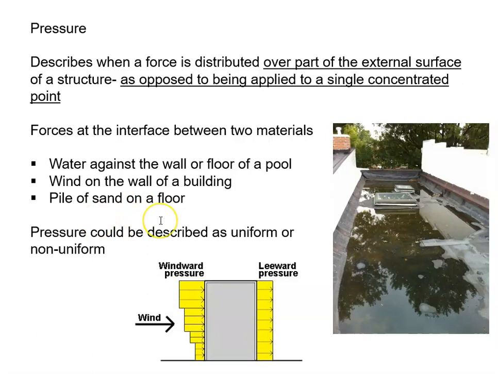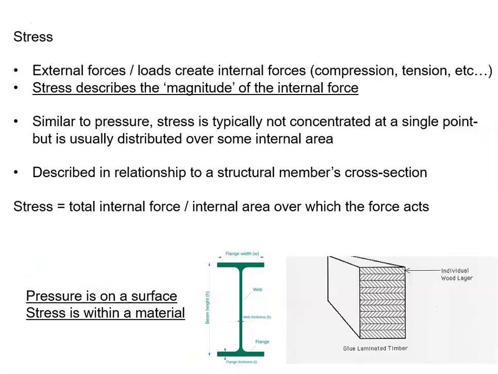So pressure could be described as uniform or non-uniform. Okay, so this pressure is non-uniform, and on this side, the leeward pressure, that is uniform. That's what the length of those yellow arrows indicate. So here, the pressure is greater at the top of a building than it is at the bottom. On this side, we have uniform pressure.